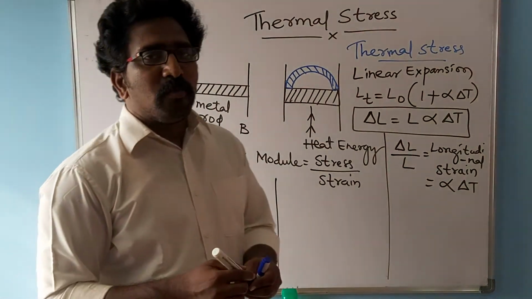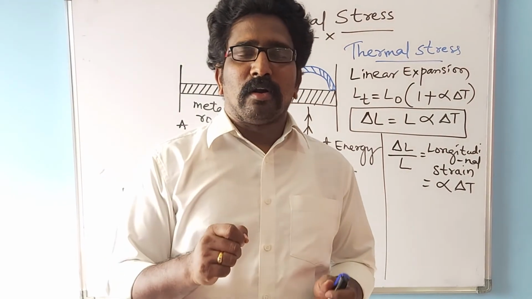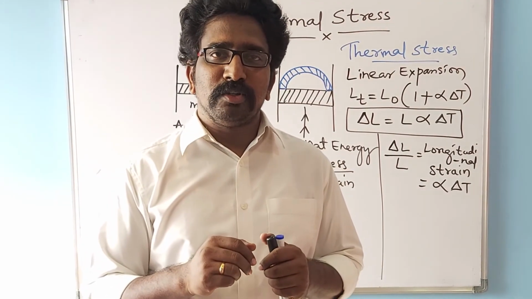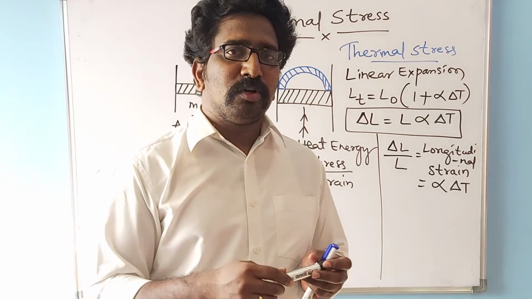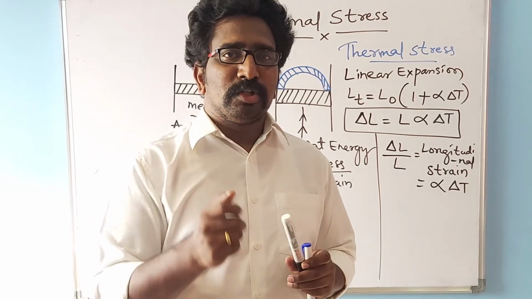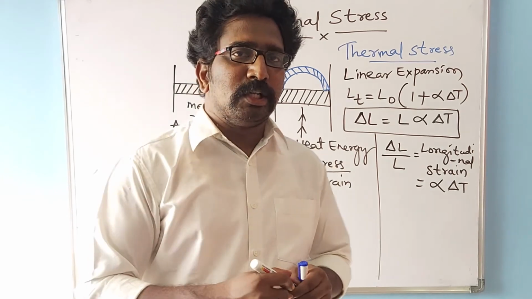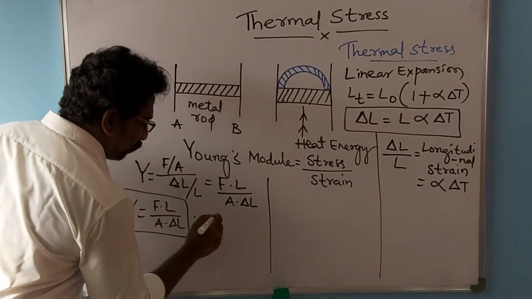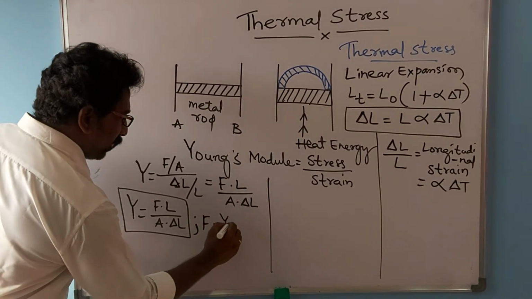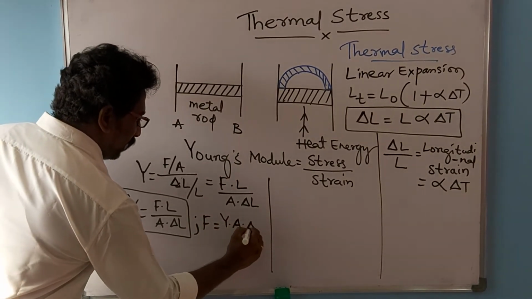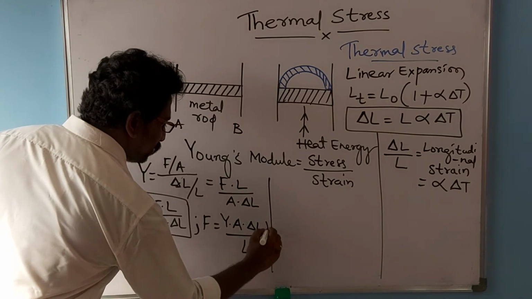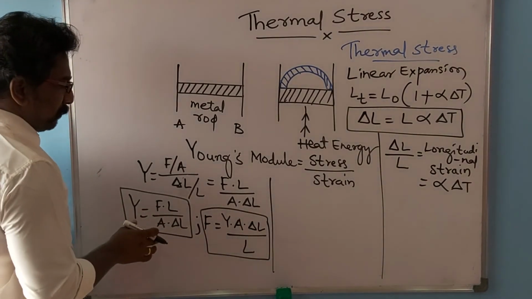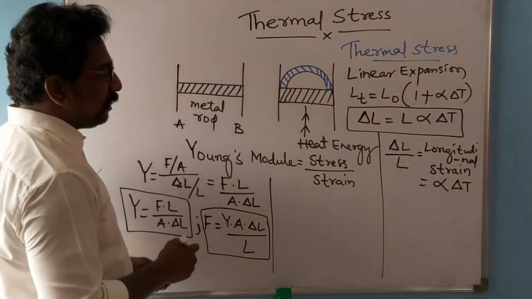Now if you want to see what amount of force has been produced in this metallic rod, the force developed in the metallic rod is given by Young's modulus into A into delta L by L. So this is the amount of force produced in the metallic rod, and Y is the Young's modulus of that particular metallic rod.